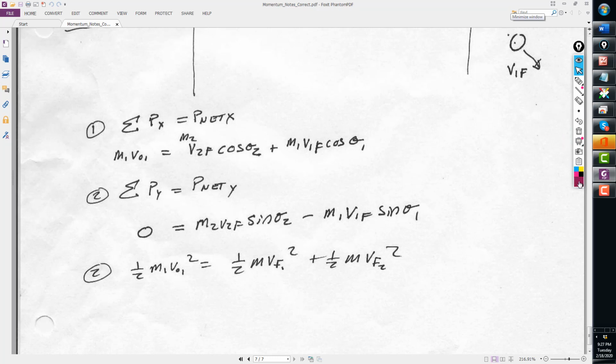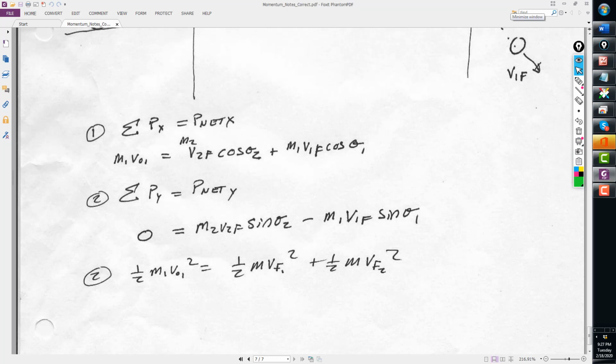Now if you look at the y, we started with 0 momentum in the y because everything was going along the x. So m2 v2 final sine theta 1, which was going up this way, minus m1 v1 final sine theta 1 going this way, and they have to be equal and opposite. Depending upon what unknowns you're given, they might give you both v1 and v2 final, and then you don't have to do so much work. But if they didn't, then you would have to throw energy into here.